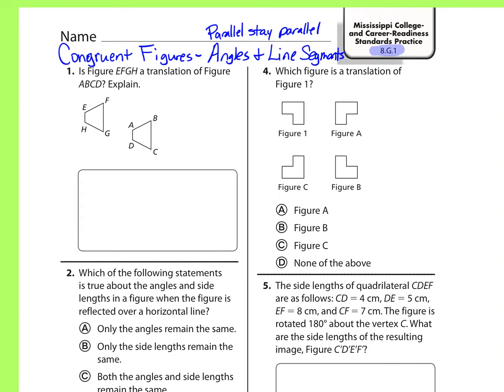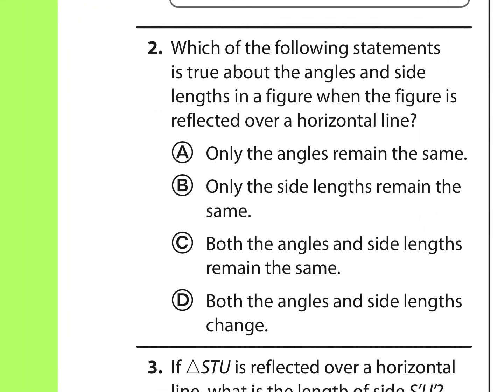So we're going to look at this problem number 2. It says, which of the following statements is true about the angles and side lengths in a figure when the figure is reflected over a horizontal line? Well, it's a congruent transformation, so the angles are going to stay the same, and the side lengths are also going to stay the same, so answer choice C. They both stay the same.